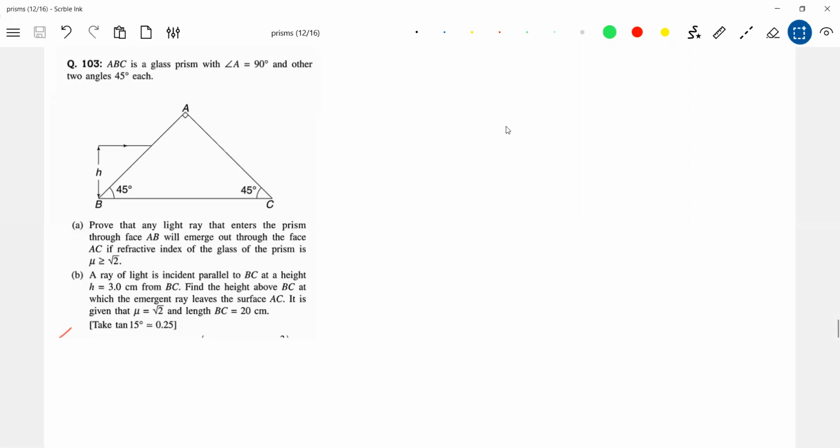Now option B: a ray of light is incident parallel to BC at a height from BC. Find the height above BC at which the emergent ray leaves the surface AC. It is given that mu equals and length BC equals 20 centimeter. How will it emerge? Option A, we already know, the condition for critical angle. The condition for no emergence, you take it out.